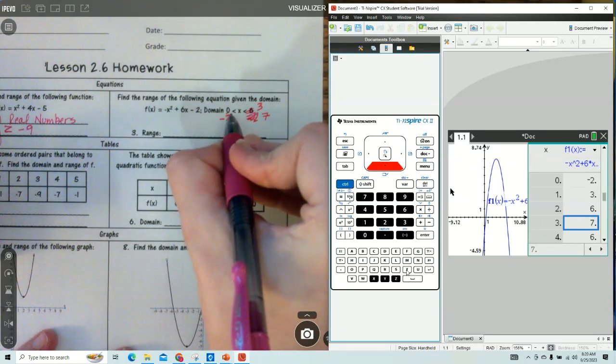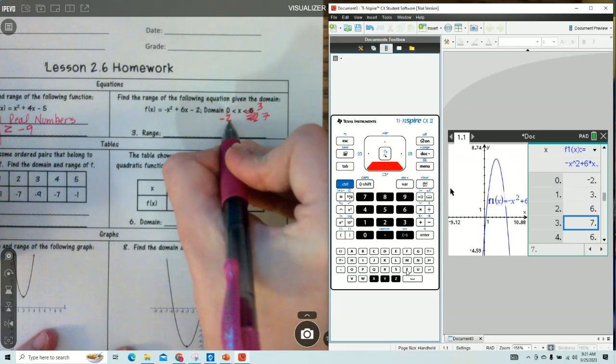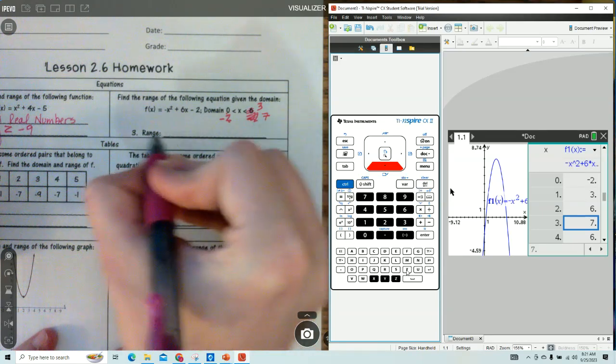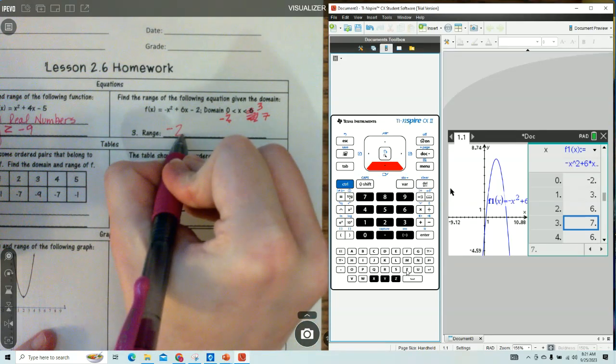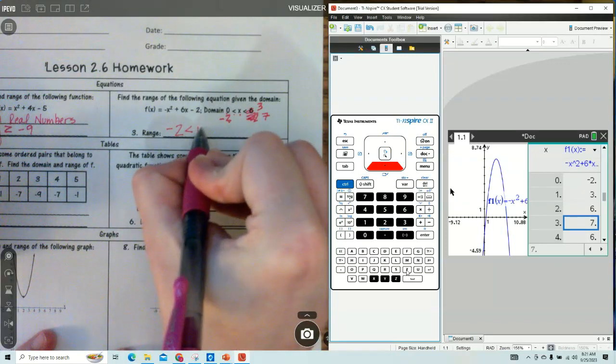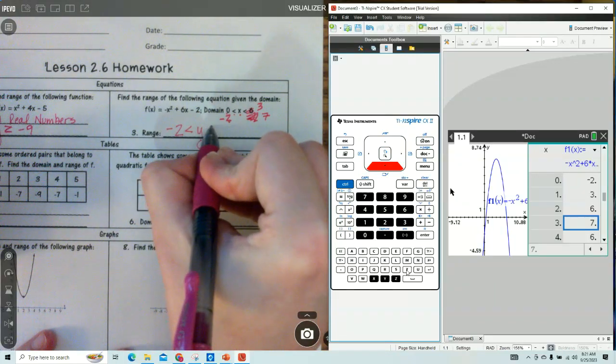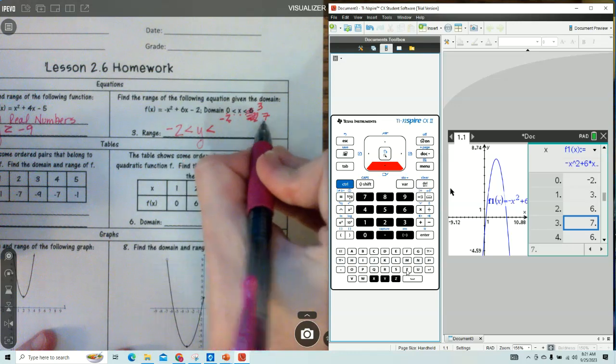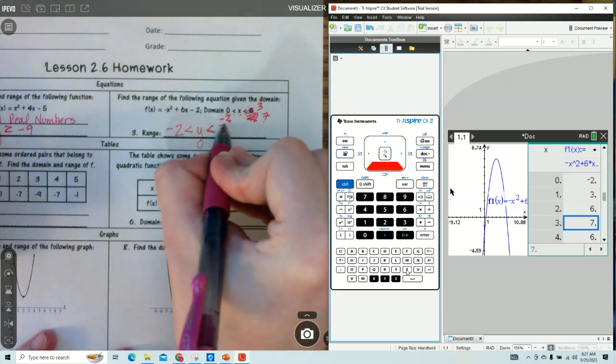All right, so the sign that's next to that x value is the same sign you use for this number. Okay, so it would be -2. Keep that sign. Range, so I'm going to use a y. This sign again, and then a 7.